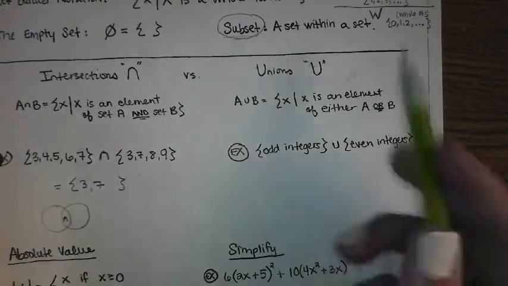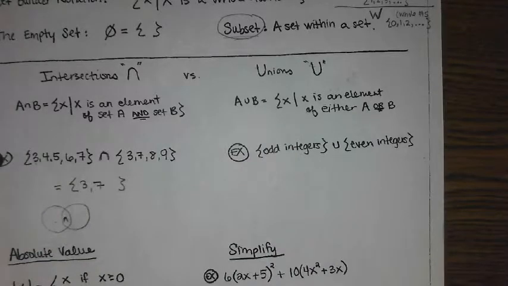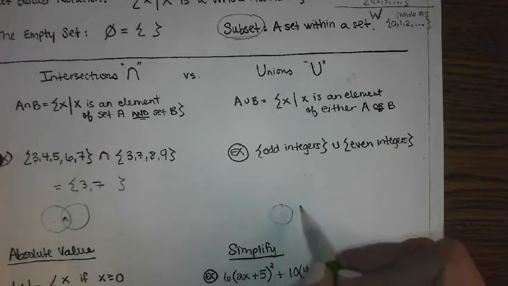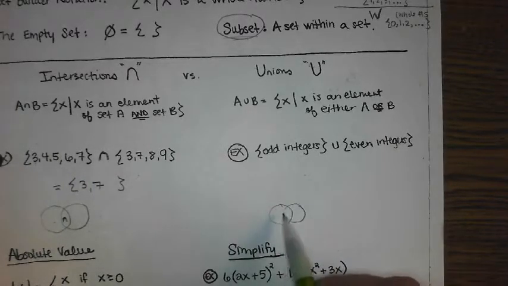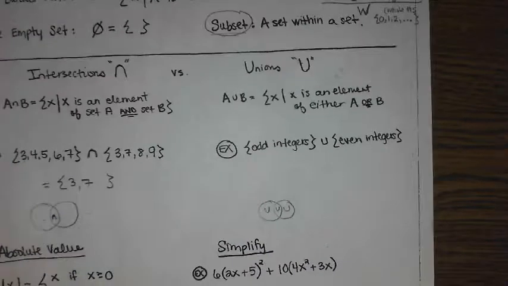Okay? Now, a union, on the other hand, is all of the elements that are in both sets. So you're kind of uniting them. So from a Venn diagram perspective, your union is really going to be the whole thing. All of these things are in the union.